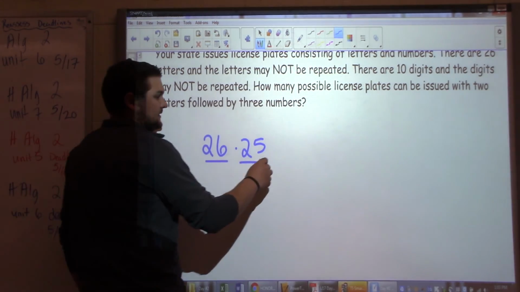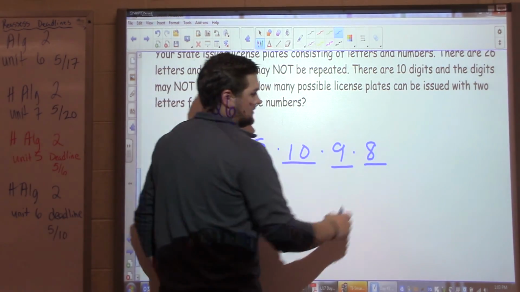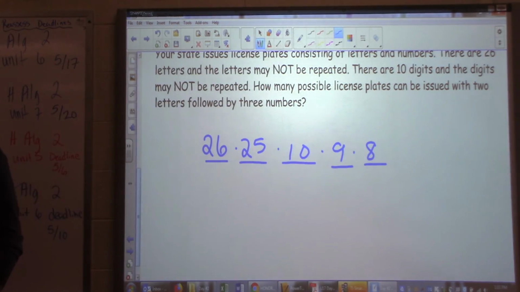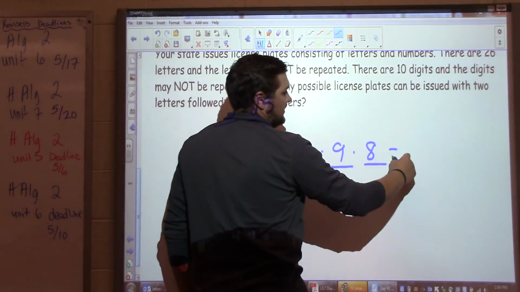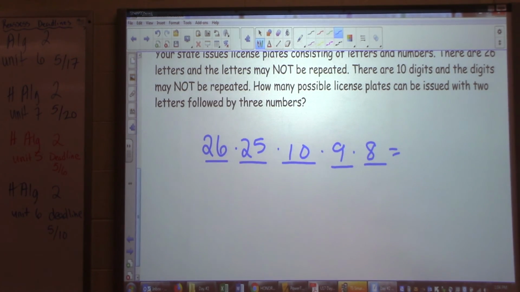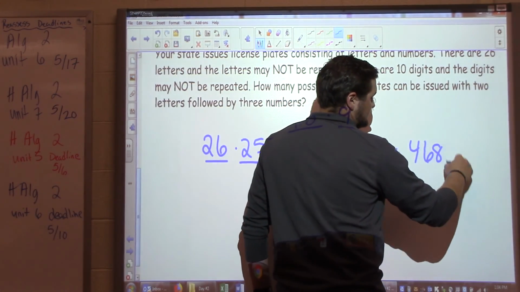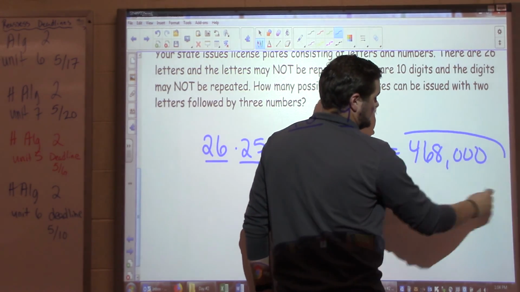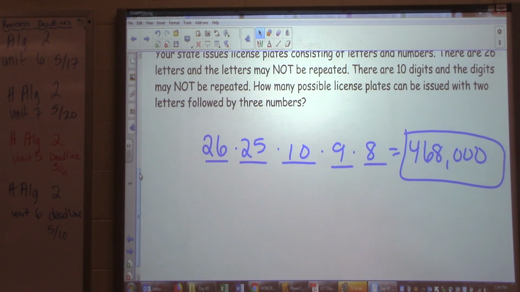Then what, Q? 10 times 9 times 8. Why 10 times 9 times 8? Because the numbers can't repeat themselves. Numbers can't repeat themselves, right? We have 10 numbers to choose from the first time, then 9, then 8. Finally, how many different license plates can we make that way? Tons. 468,000 different license plates. Alright, any questions? That's all we got today. Look at that.